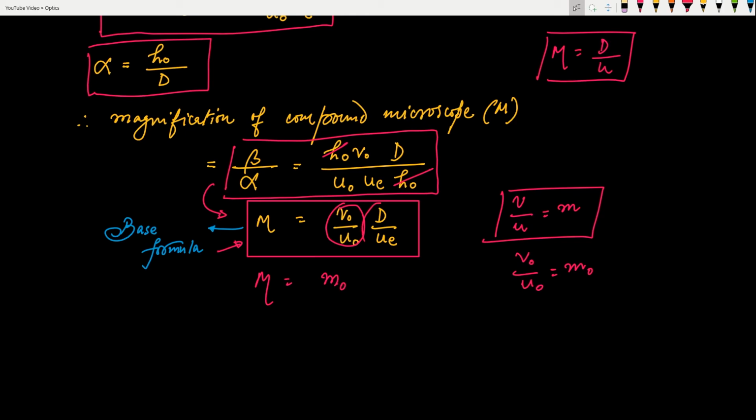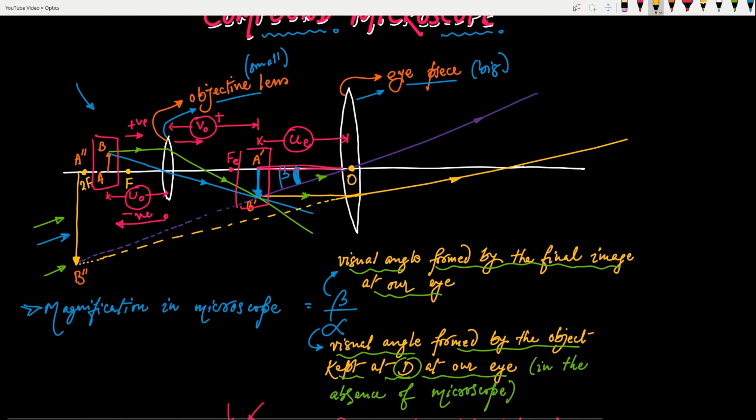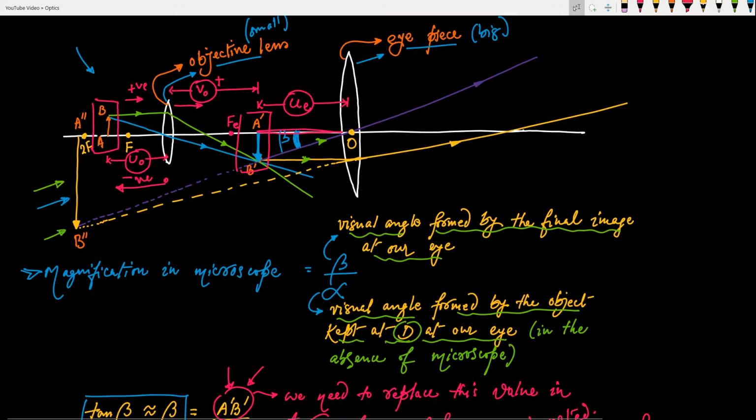And if you look carefully, then D by UE. What is D by U? It is the magnification of the simple microscope, that is basically a convex lens when the object is kept between focus and optical center, isn't it? So we can say that this is the magnification of the eyepiece, because if you look into the diagram, let's go back, you'll see that this part is basically acting as a simple microscope. Okay, I hope this is clear.